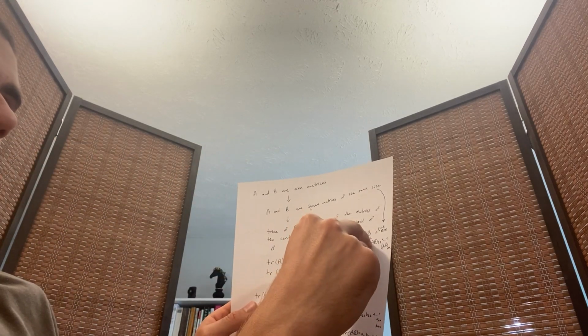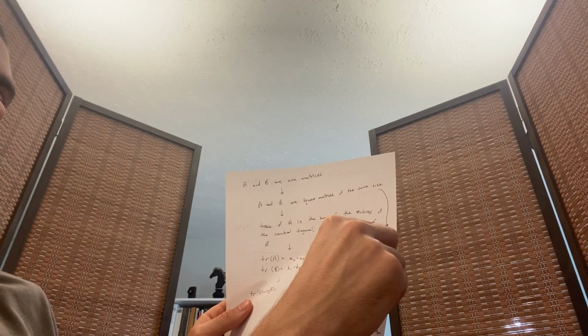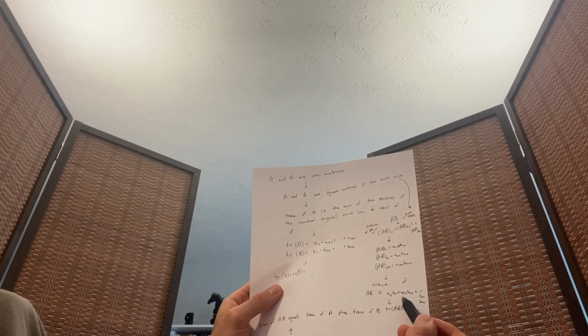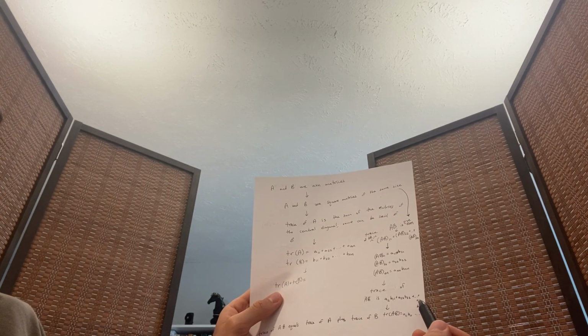If AB is essentially a square matrix of n times n, then the trace of AB is (AB)11 plus (AB)22 plus dot dot dot plus (AB)nn. Another way to state that is the trace of AB is A11 times B11 plus A22 times B22 plus dot dot dot plus Ann times Bnn.